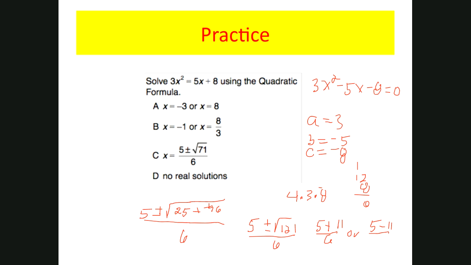5 plus 11 is 16 over 6, so that's one of my solutions. And 5 minus 11, what is that? That's negative 6 over 6. So one of my answers is negative 1. My other answer, if I simplify 16 over 6, is 8 over 3. So 8 thirds and negative 1. Letter B.